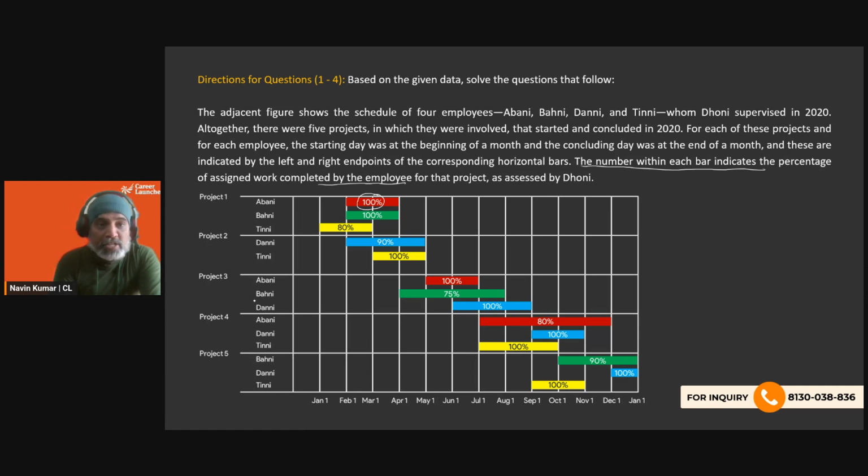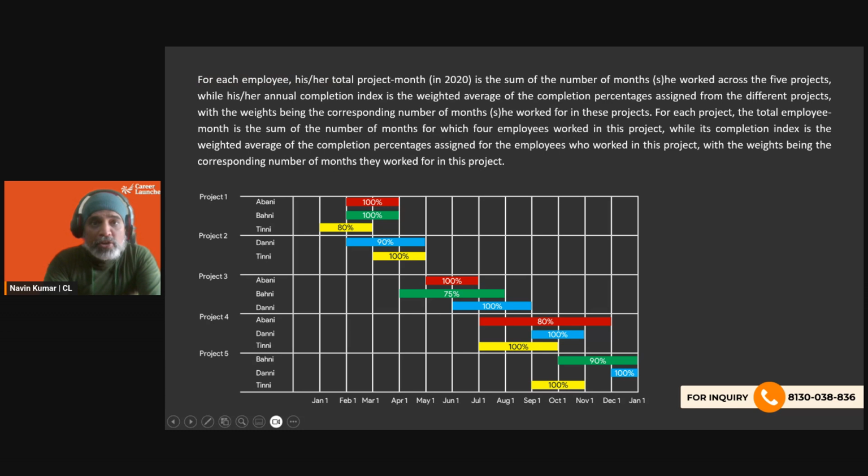Similarly, if I look at project 3 and if you look at B, B completed 75% of the total work starting with 1st of April until 31st of July. So having understood what this timeline or the scheduling part denotes, let's go ahead and look at the questions. Okay, before that, we have some more information.